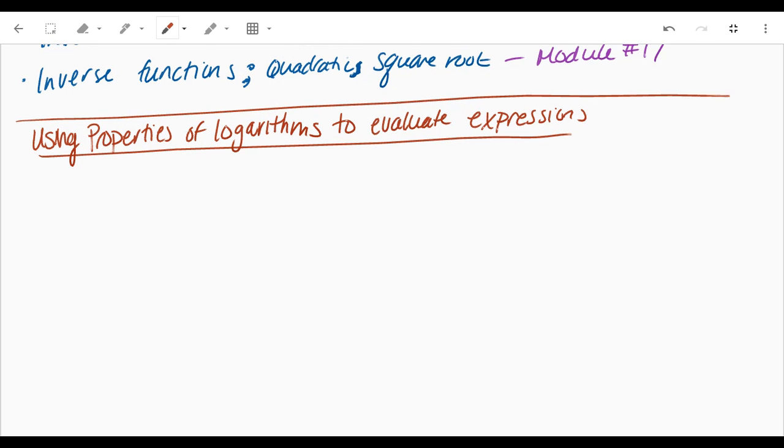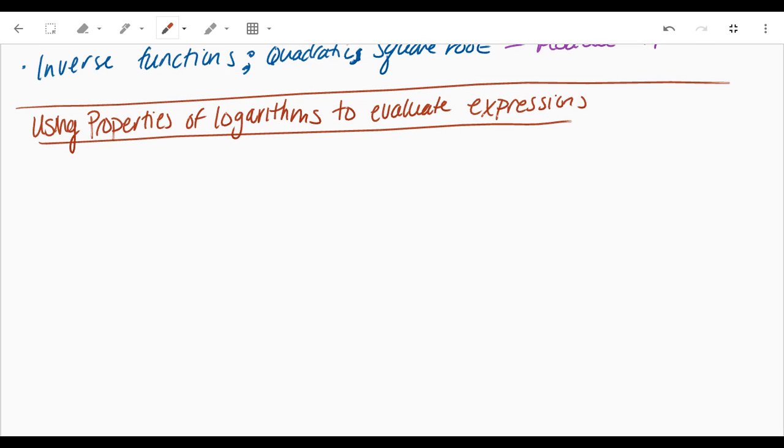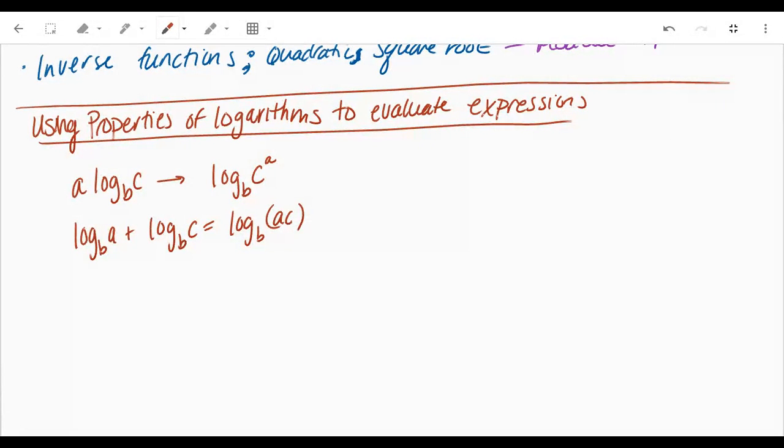The first one is using properties of logarithms to evaluate expressions. So they use 3 properties here that we've seen before, where if you have a times log base b of c, that can be written as log base b of c to the a power. And we also have log base b of a plus log base b of c is log base b of a times c. And if it's subtraction, then that would be log base b of a over c. So we're going to use some of those properties to simplify these expressions.